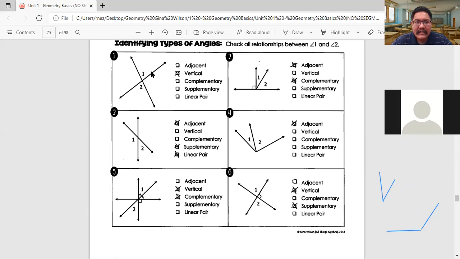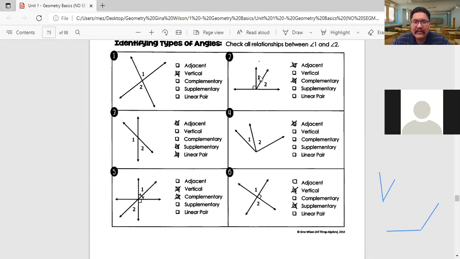Well, they are not adjacent because they're not next to each other. They are vertical because they are on opposite sides of the intersection. They're not complementary, not supplementary, not a linear pair. So in this case, it's not multiple choice, because with multiple choice you pick one. It's actually more like, what do they call it? Check all that apply sort of thing. So in this case, there's two answers here.